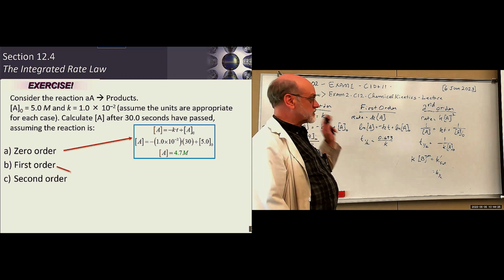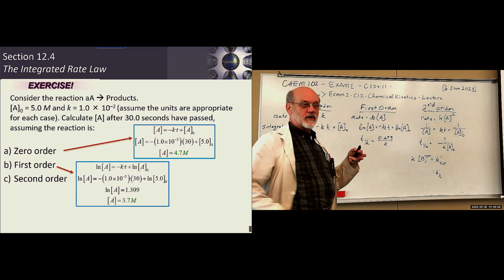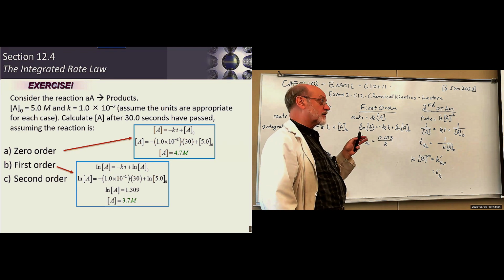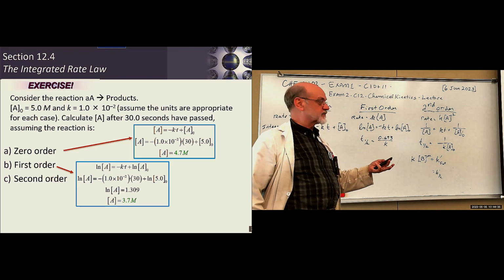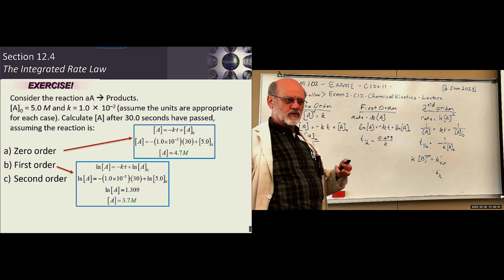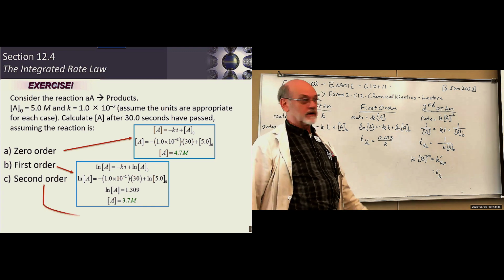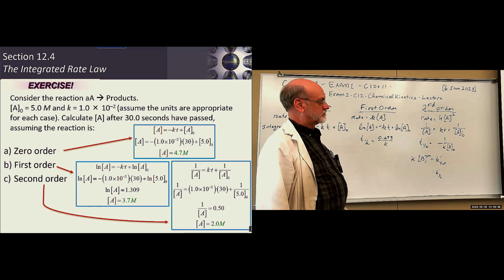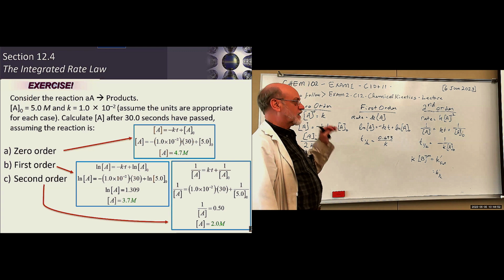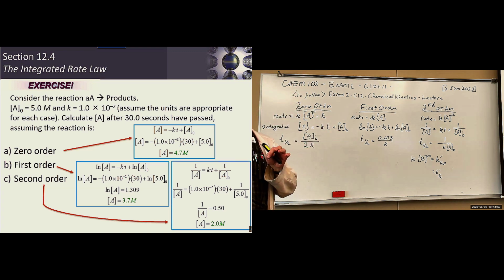If it were first order, we just do the same thing with the integrated first order rate law and plug in the values and find that if it's first order, the final concentration is 3.7. So that makes sense, right? If it's first order, it's moving faster than 0 order. If it's second order, it should be even lower. And it is, 2 molar. So under those conditions, depending on whether it's 0, first or second order, we get a different value for the final concentration.